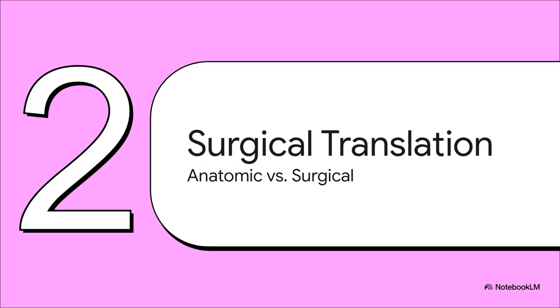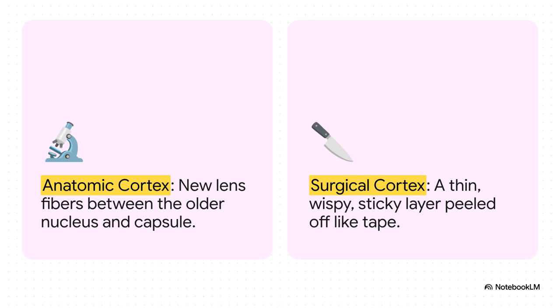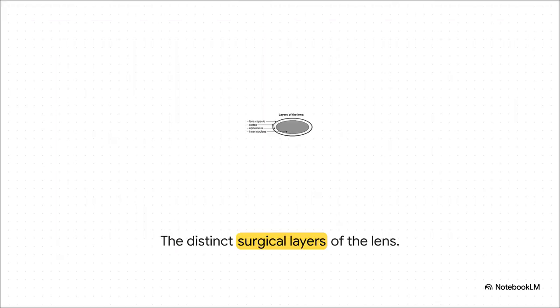Moving right along to section 2, the surgical translation, where we'll compare anatomic versus surgical layers. Now, this right here is a classic, common board trap, and honestly a source of massive confusion for residents who are just first scrubbing into cataract surgery. The anatomic cortex you study in your pathology textbooks behaves very differently from the surgical cortex. Anatomically speaking, the cortex is just the newer lens fibers, but surgically, the surgical cortex is a very thin, wispy, and super sticky layer completely adherent to the capsule that gets peeled off like tape at the very end of the case. I really want you to lock in this mental model for the OR.